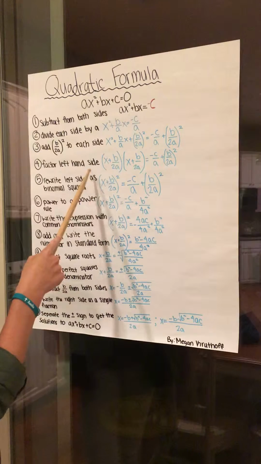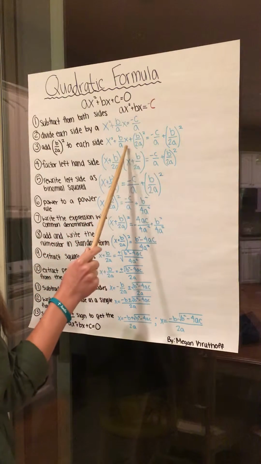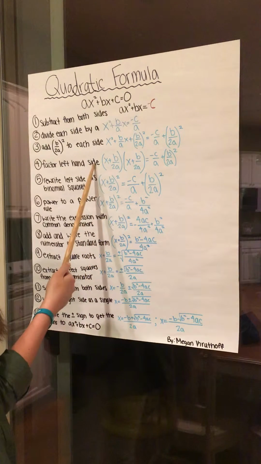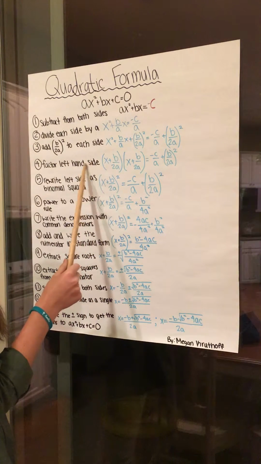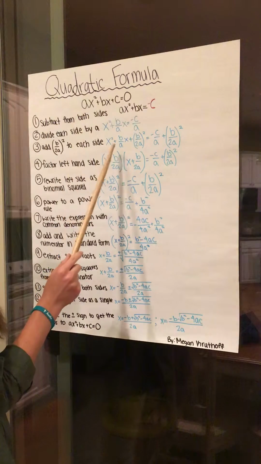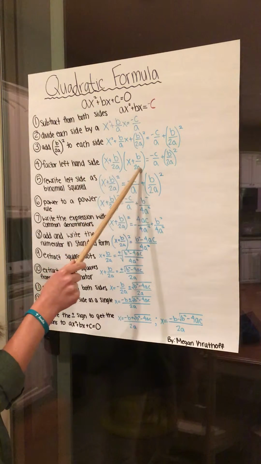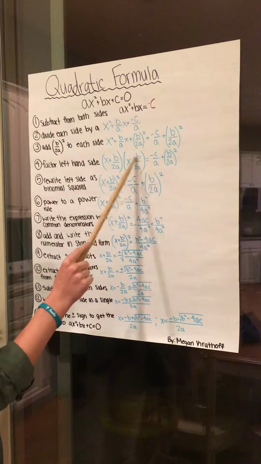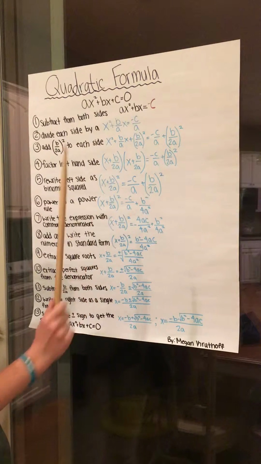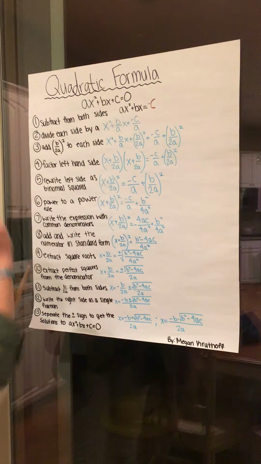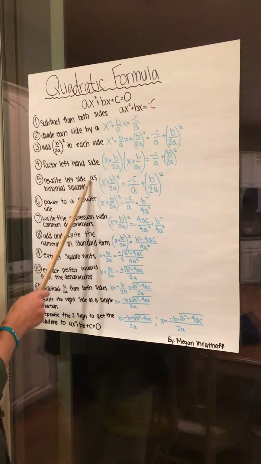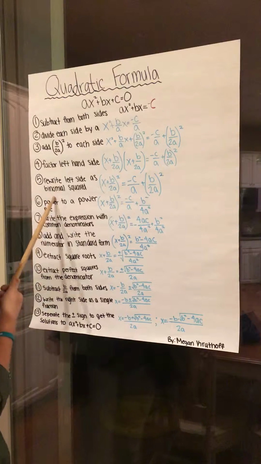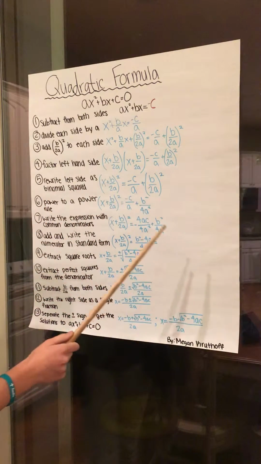So to get b over 2a squared, it would just be b over 2a twice. And then you add the x squared, which would be just x twice. So it would be x plus b over 2a, and x plus b over 2a equals negative c over a plus b over 2a squared. And then the fifth step is to rewrite the left side as a binomial squared. So that means that there's going to be two of these in the equation.